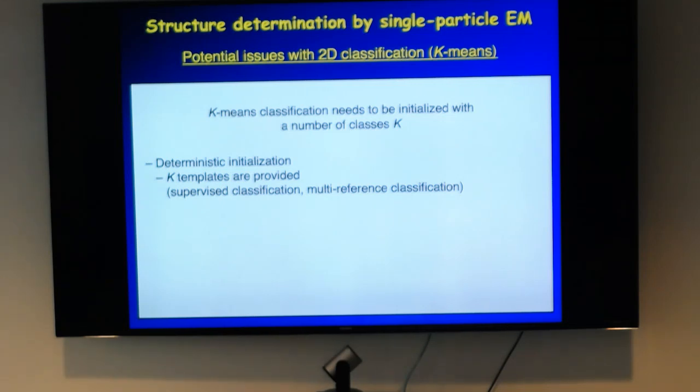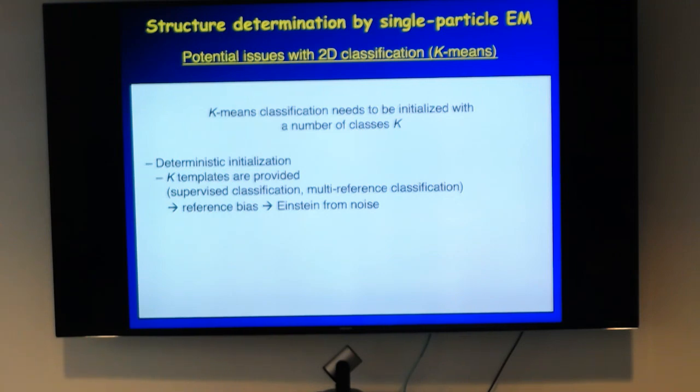That's deterministic because you tell the program this is what the particles look like, classify into these. Now, the problem with this is again that you have reference bias, because you give the references, and the program will do its best to put the particles there. So if you give it those templates, you will get averages that look like your templates.